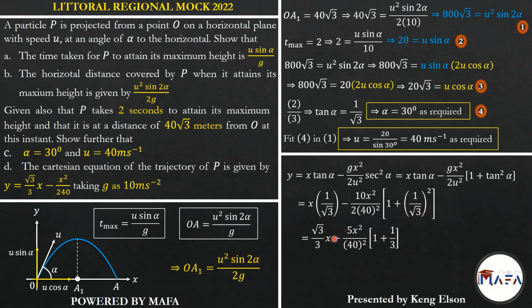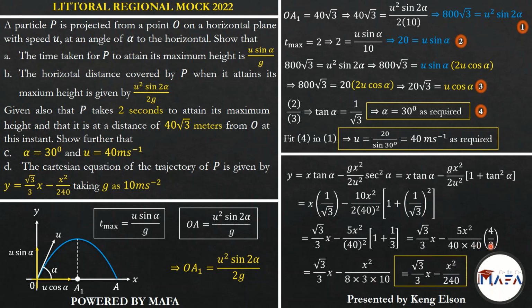We simplify to get 1 on root 3 is root 3 on 3 multiplied with x, minus 10 on 2 is 5 x squared divided by 40 squared into 1 plus 1/3. 1 plus 1/3 is 4 on 3, and then 40 squared is the same as 40 times 40. So 5 takes 5 and 1 of the 40s, you get 8, and then 4 and 1 of the 40s, you get 10, and then you need to multiply by 3. So at the end, we have proven that the equation of our particle is root 3 on 3 x minus x squared on 240. So guys, this is the first part of projectile motion.